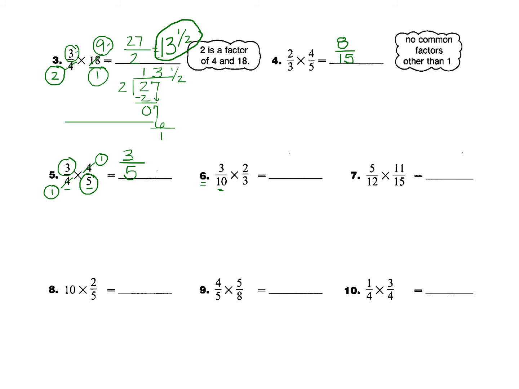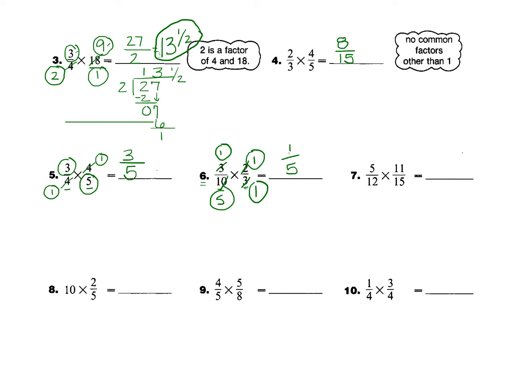Question number 6. 3/10 times 2/3. We can reduce before we multiply. 3 divided by 3 is 1. 3 divided by 3 is 1. 2 divided by 2 equals 1. And 10 divided by 2 equals 5. 1 times 1 equals 1. And 5 times 1 equals 5. So our answer is 1/5.